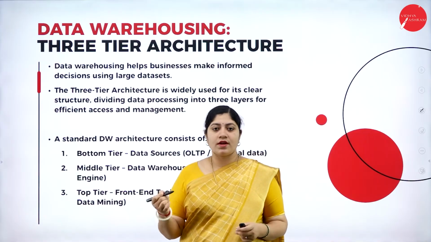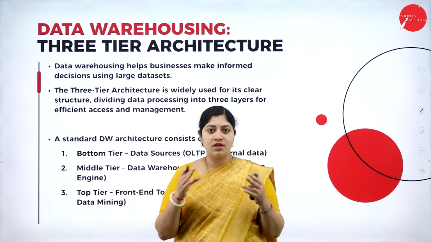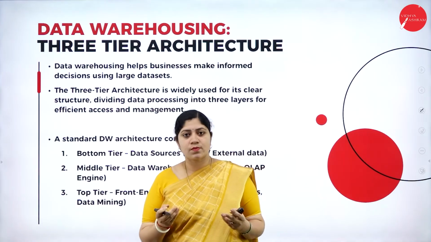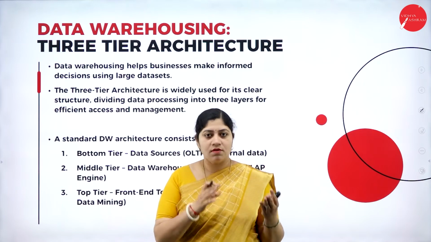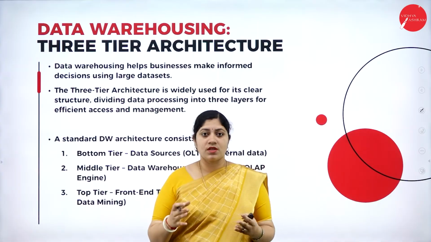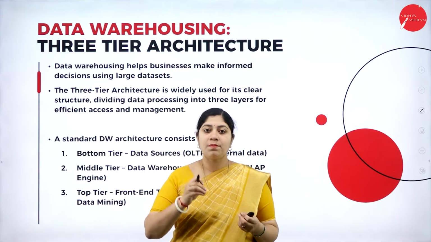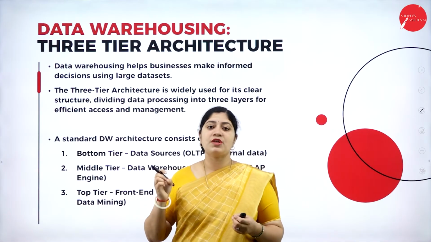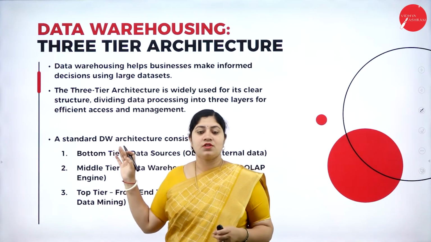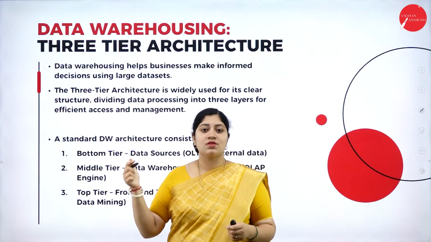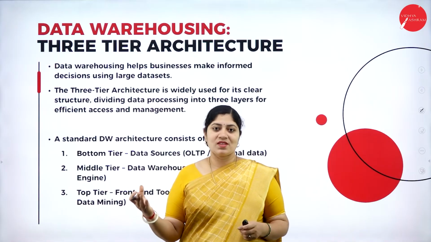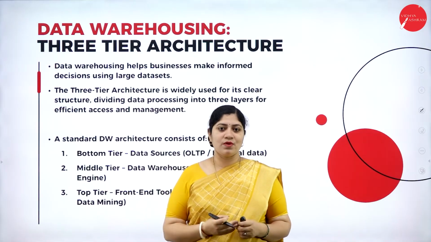The three-tier architecture provides a clear structure of data processing. So how is this possible? We can divide the architecture into three different parts, and through this we can expect complete, easy extraction of information as well as management. So that's why the three-tier architecture is very important. And let me tell you, this is the most important question from unit 2 with respect to your exam as well as from the internals point of view.